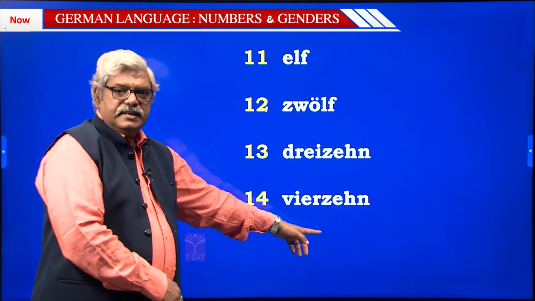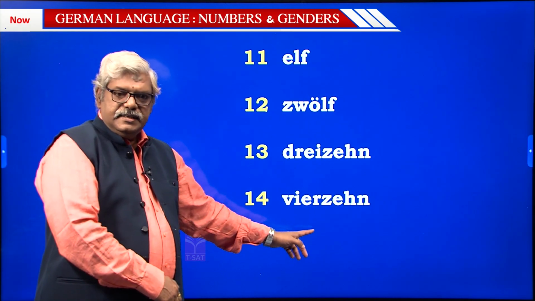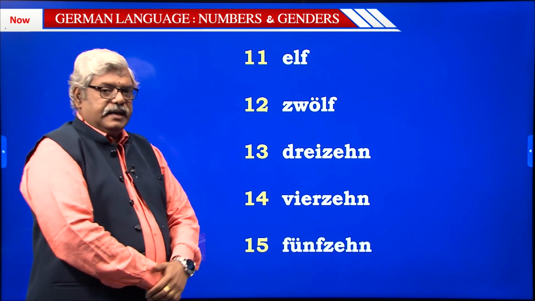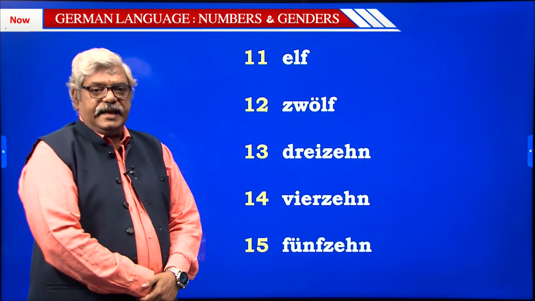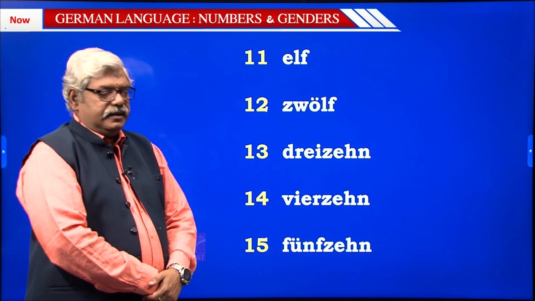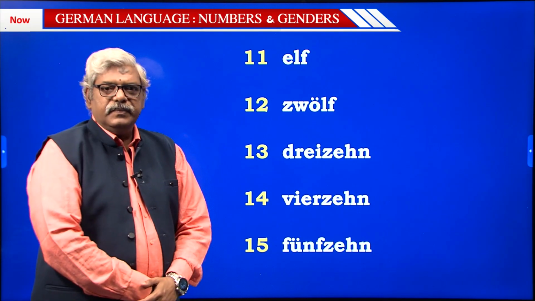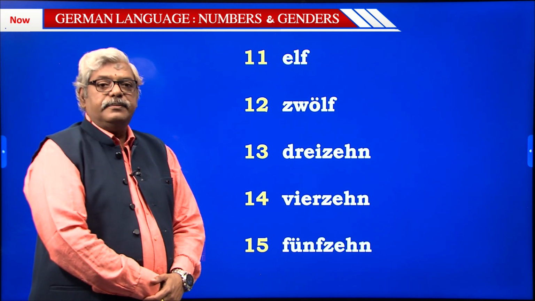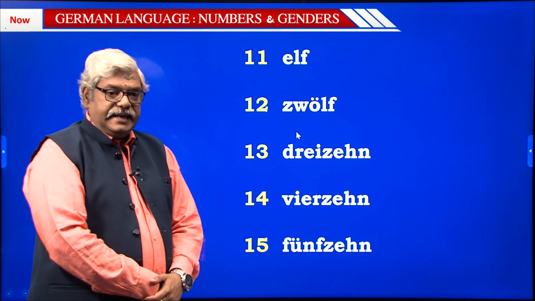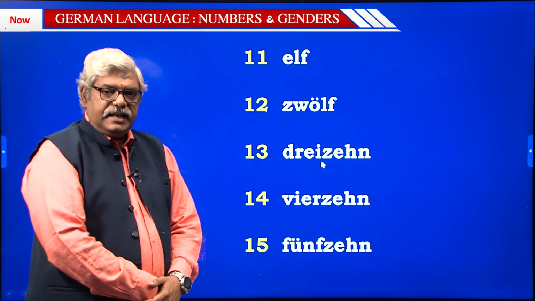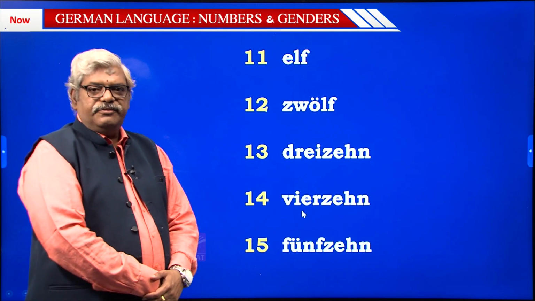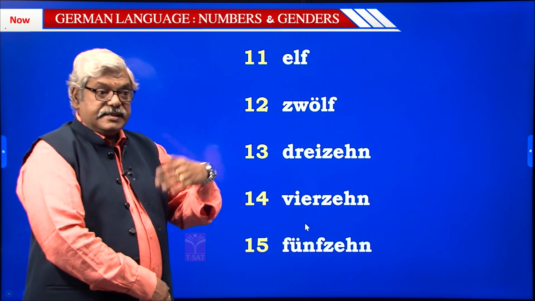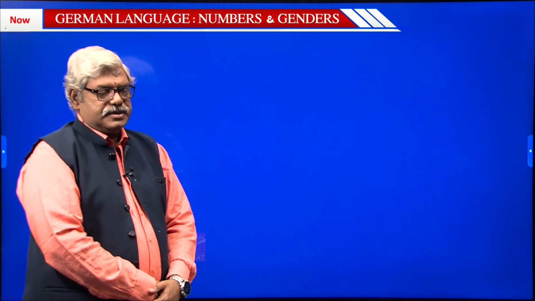Similarly, 14, and then the next number, 15. So these numbers once again: 13, 14, 15. Let us now see how the other numbers are pronounced.